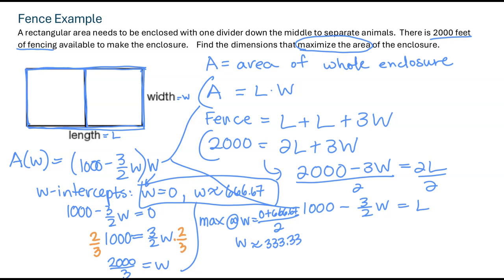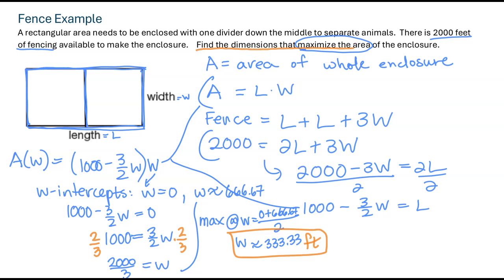This is pretty good. We're pretty close to an answer. I'm going to erase this box and box this. This is part of our answer, and this would be in feet. If we go back and reread the question, what it was actually asking for were the dimensions that maximize the area. So W is part of that answer, but L is the other part of that answer.